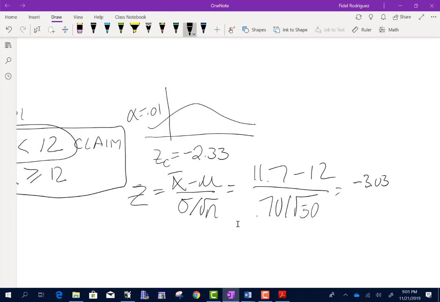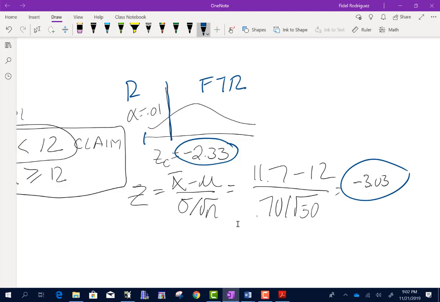Okay, so guys, think about this for a minute. Okay, that is the negative 2.33, right? Negative 3.03, would that be, remember this is my reject and this is my fail to reject. This is going to be in our rejection region, right?